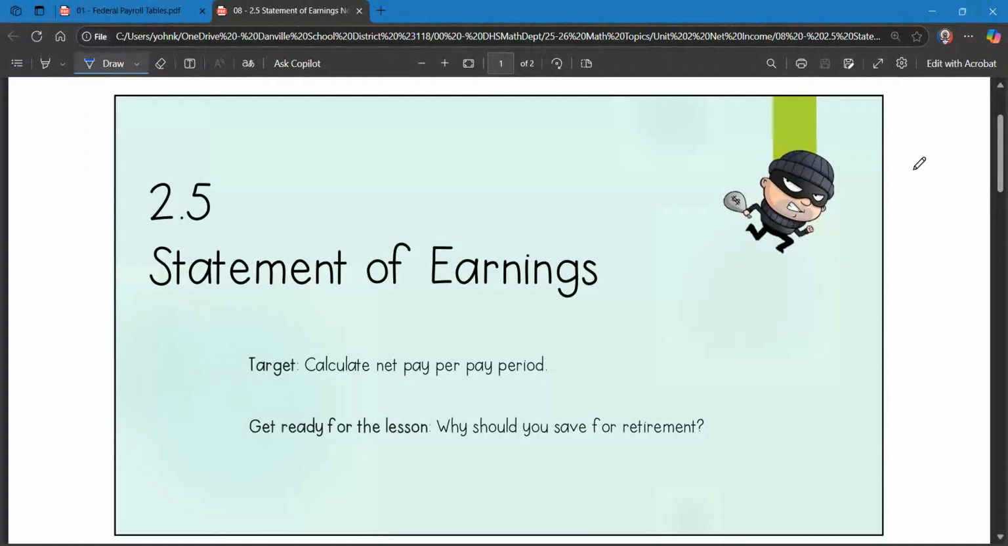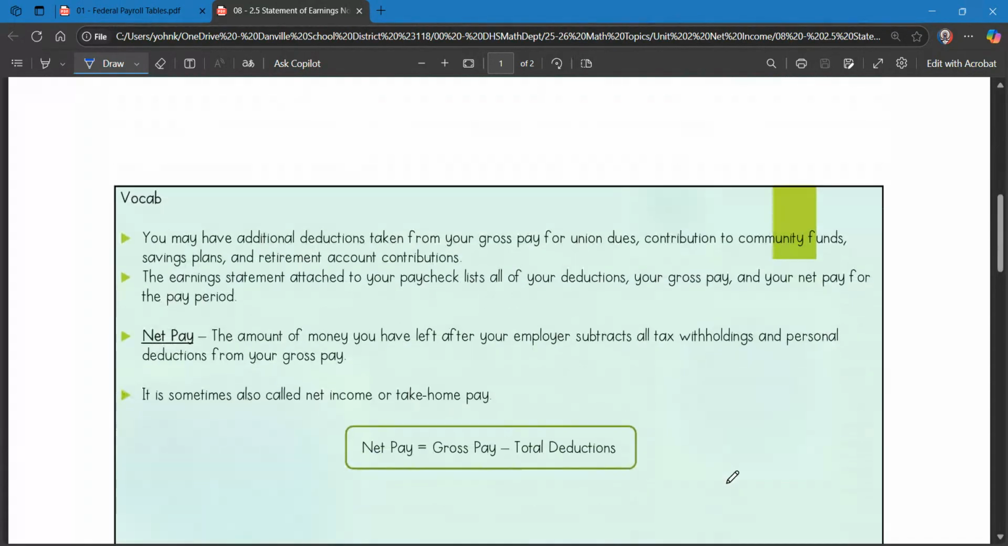One of the things you should think about while we're doing this is why should you save for retirement? We're going to finally see how much you're going to have in your pocket after all your taxes are taken out. But what happens when you stop working and that money doesn't come in? You might want to start saving for retirement.